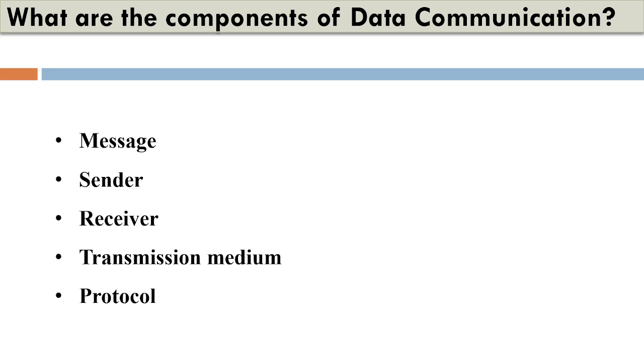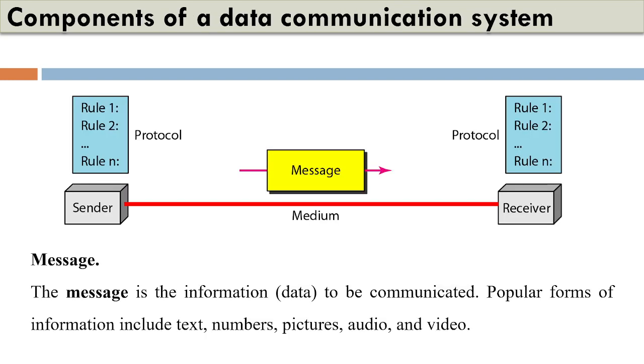Now let's have a look at it. Here in this diagram we can see we have a sender, we have a receiver. Those two are connected via a medium. Now this medium can be unguided, it can be guided. When we talk about the message, it is the information data that needs to be communicated between the sender and the receiver. We have already seen the different types of data that can be sent: text, numbers, pictures, audio, and video.